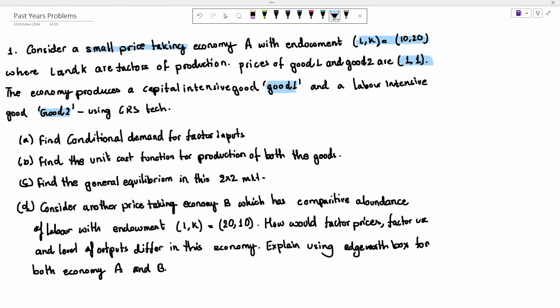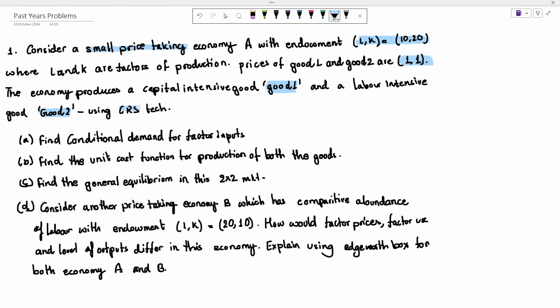So for instance, to produce 1 unit of good 1, I need 5 units of capital. To produce 1 unit of good 2, I use 3 units of capital. And the same thing is going to hold for labor intensity, but the other way around. So the unit labor requirement for producing 1 unit of good 2 is greater when compared to good 1. So good 1 is capital intensive, good 2 is labor intensive.